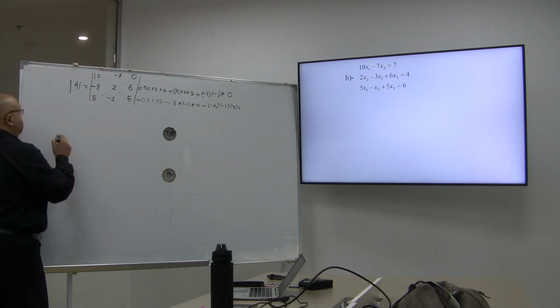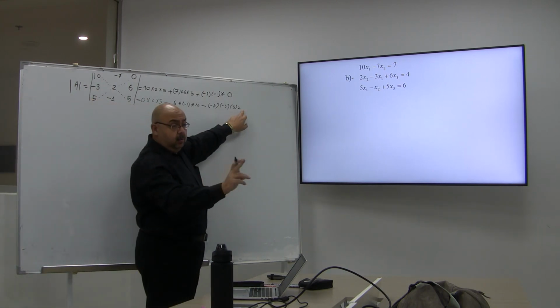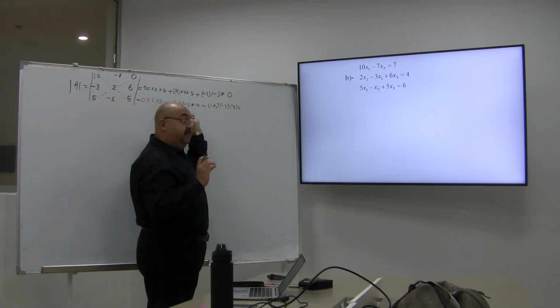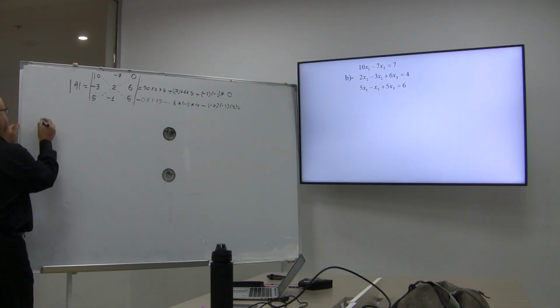I can go now, of course, if this value is equal to 0, we can't use Cramer's method. It will be used only when the coefficient determinant is not equal to 0. Now I can get x1.